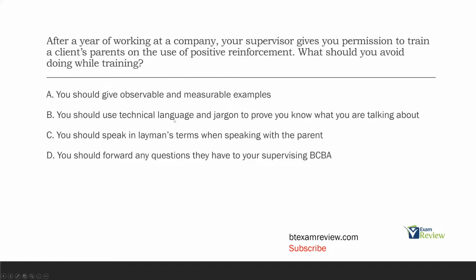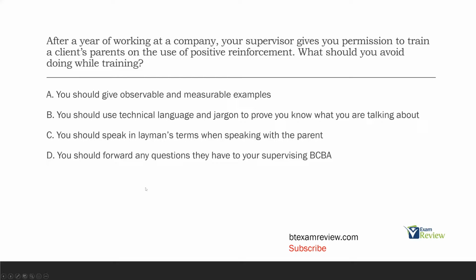B, you should use technical language and jargon to prove you know what you're talking about. Now, as an RBT, there's sometimes this urge to have to prove yourself to parents. Okay. We understand that, right? You want to get off on the right foot. You want to be respected in your training, so you want to show you're an expert. However, we don't need to talk to stakeholders and parents and people who don't know ABA using ABA terminology, using technical terminology, using jargon, because they're not going to understand what you're talking about.